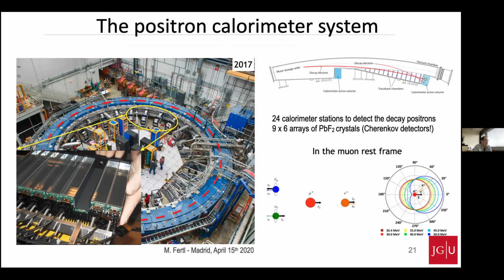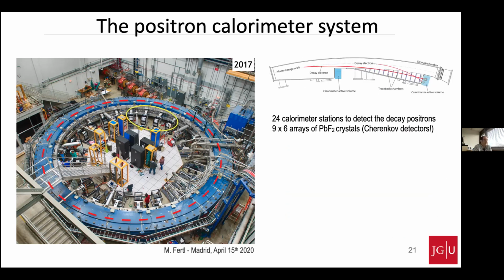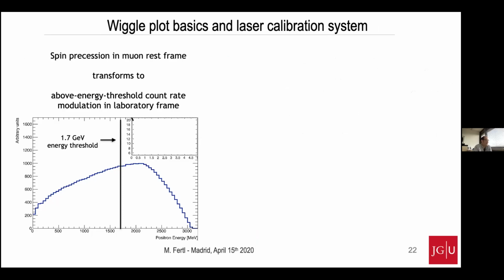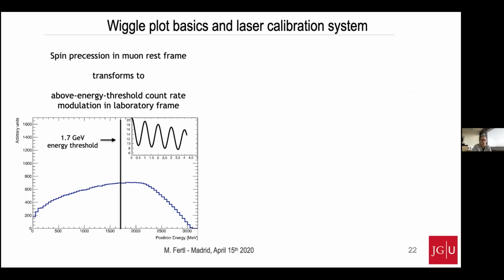If you look at the acceptance and take this into account of each calorimeter, you can see that you have a modulation in the count rate of high energy positrons. So the spin precession in the muon rest frame is actually transformed to an above energy threshold count rate modulation in the laboratory frame. And it seems that this video is a little bit wonky here. Okay, and I have indicated that there's like a 1.7 GeV energy threshold.